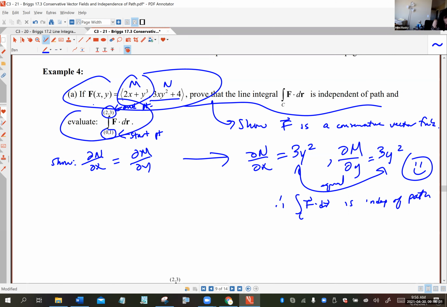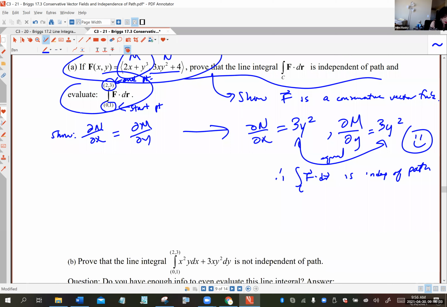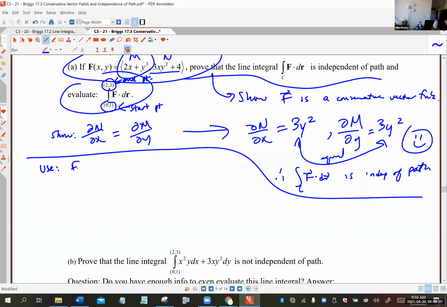Now, they did want us to evaluate that cute line integral. So if we're going to evaluate it, we're going to use the fundamental theorem of line integrals. We love the fundamental theorem of line integrals because it's going to help us integrate that line integral. So first, go get mama.